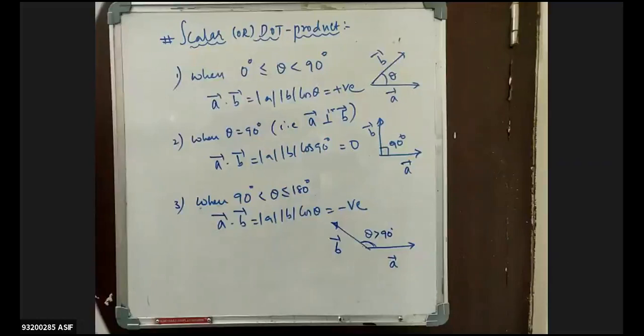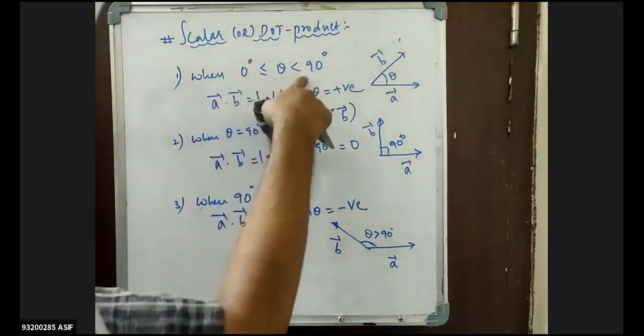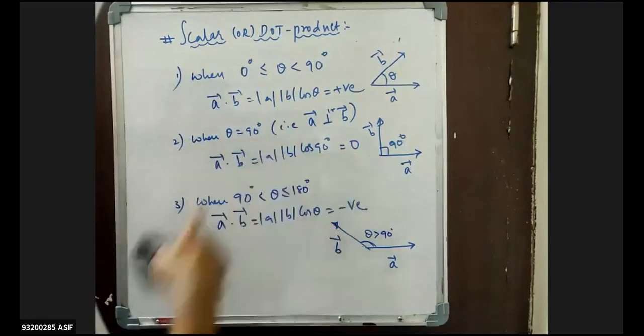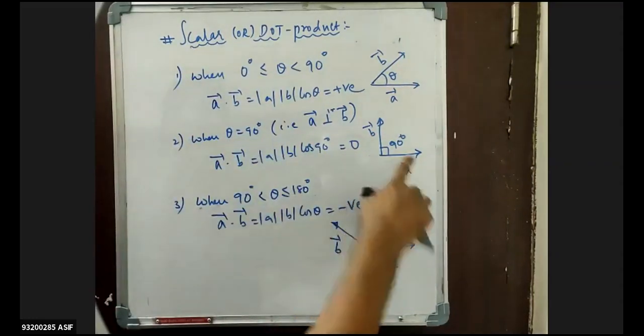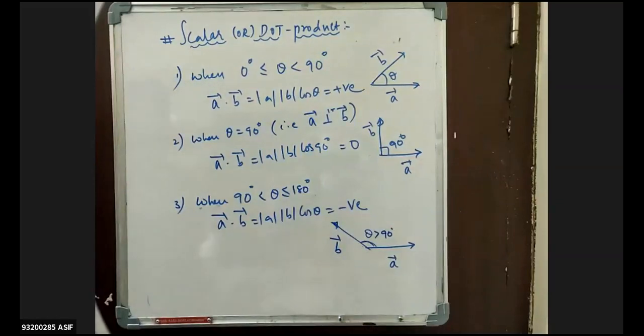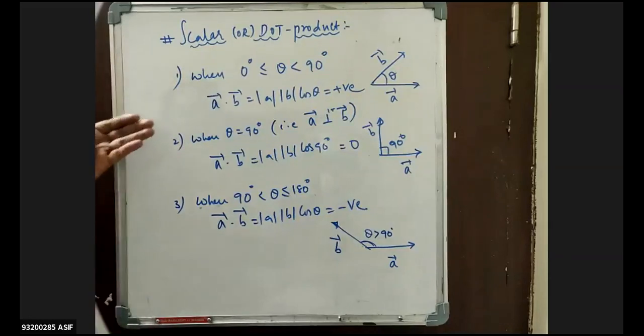Clear for everyone? So when theta is between 0 and 90 degrees, it is positive. When theta is 90 degrees, it is 0. When theta is greater than 90 degrees, up to 180 degrees, it will be a negative term, the same thing I told you in the previous conditions. Is it clear for everyone? Are these 3 points clear for everyone? Yes, sir.